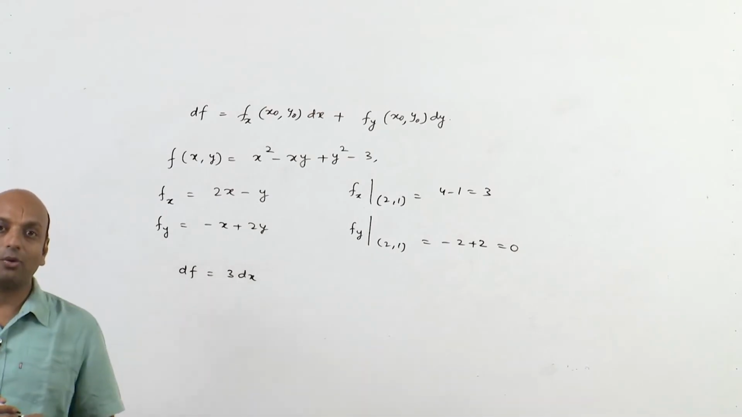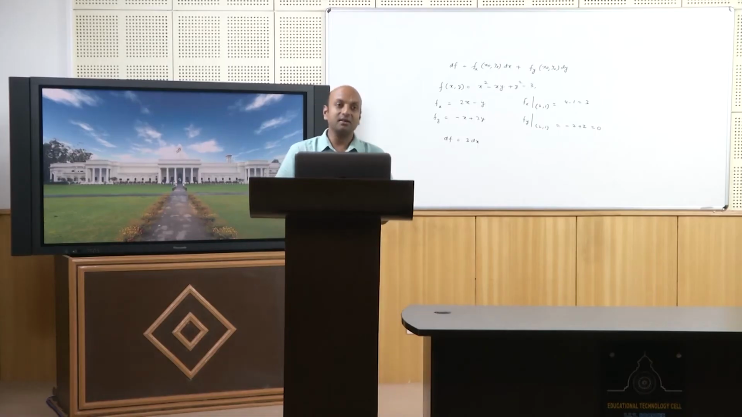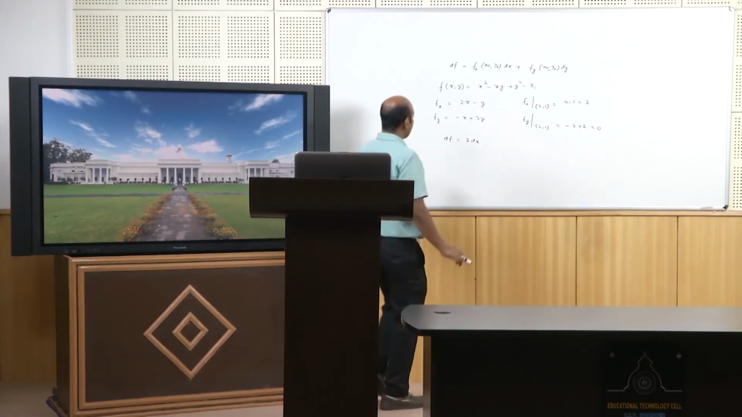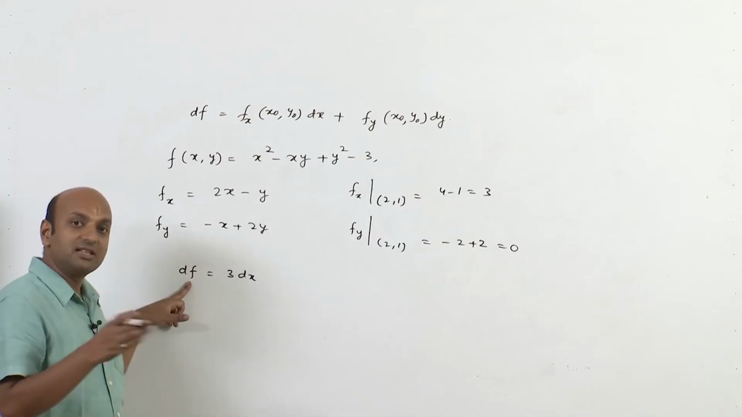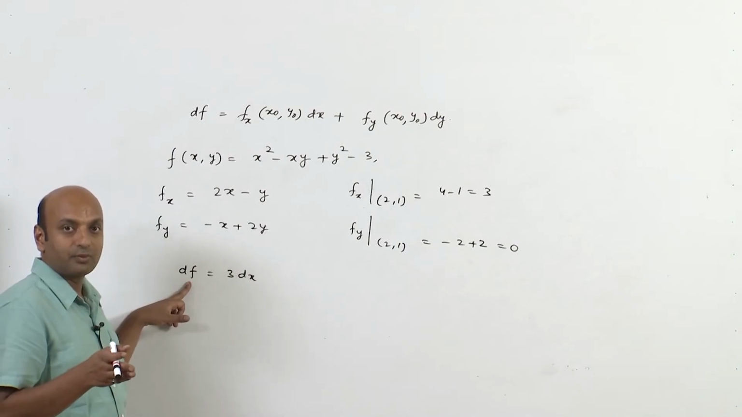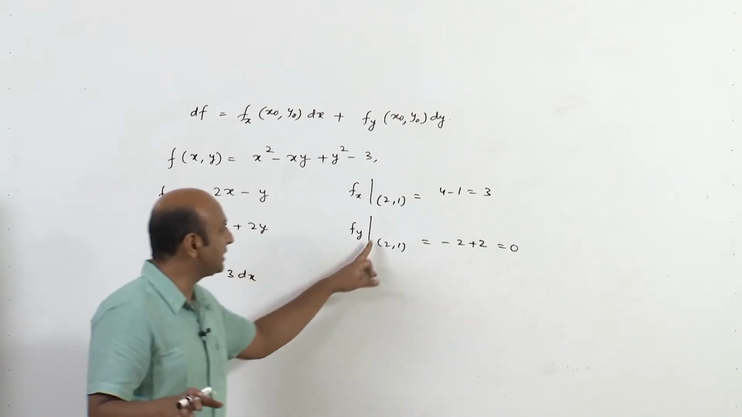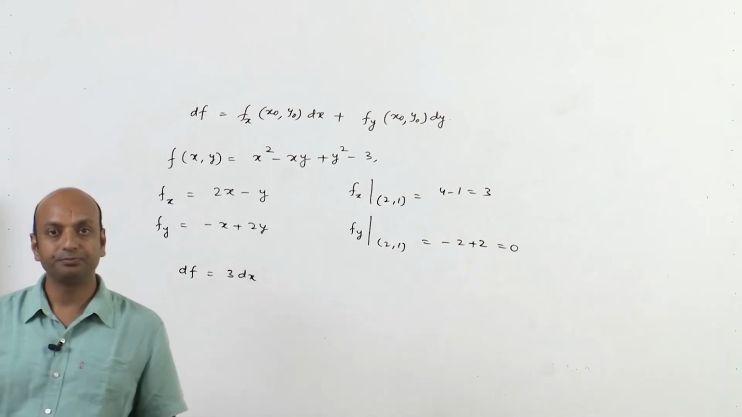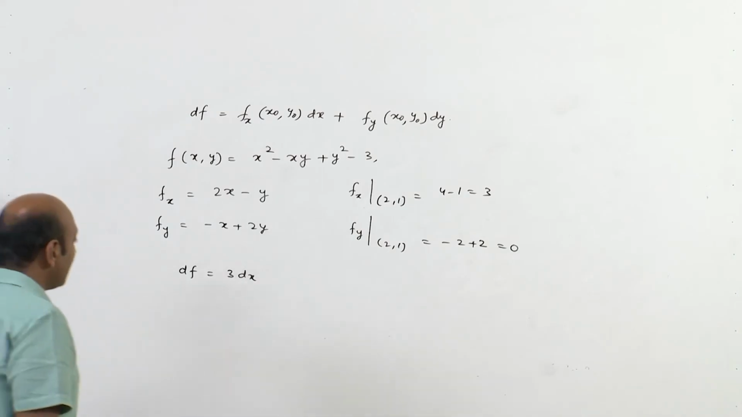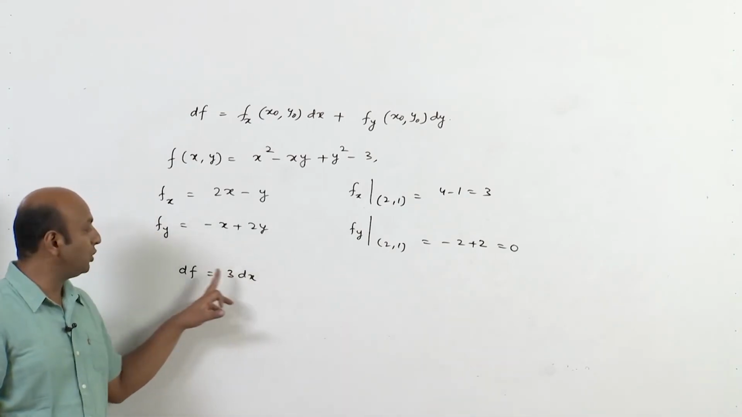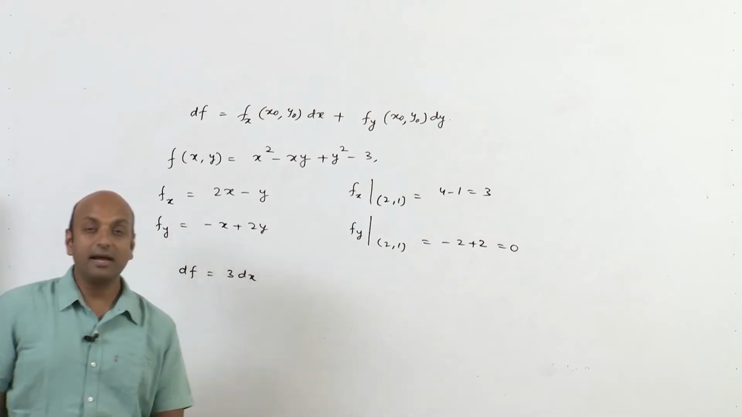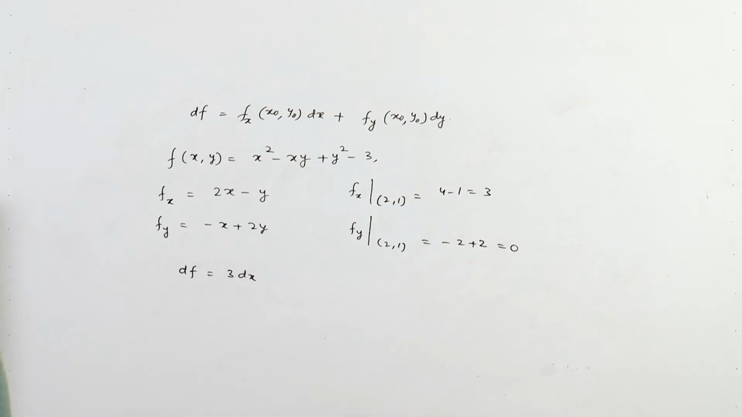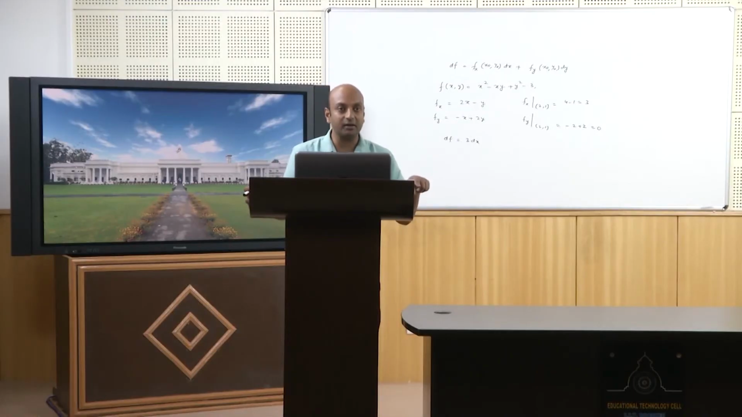So, what can we say now? We can say that the change in the value of the function remains unaffected if we change y nearby. Nearby means near the point 2 comma 1. Now, if we change the value of x by 1 unit, the value of the function will change by 3 units. That means at this point it is more sensitive to a change in the value of x and remains unaffected by a change in the value of y.